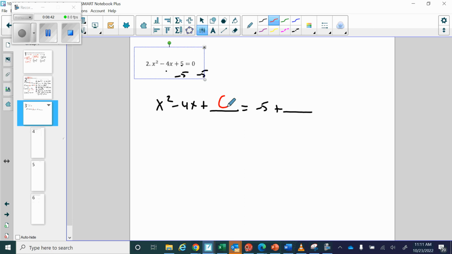My C value is going to equal negative 4 squared divided by 2 squared, which is a positive 4. So now I'm going to write x squared minus 4x, replace the C with positive 4, equals negative 5 plus 4.